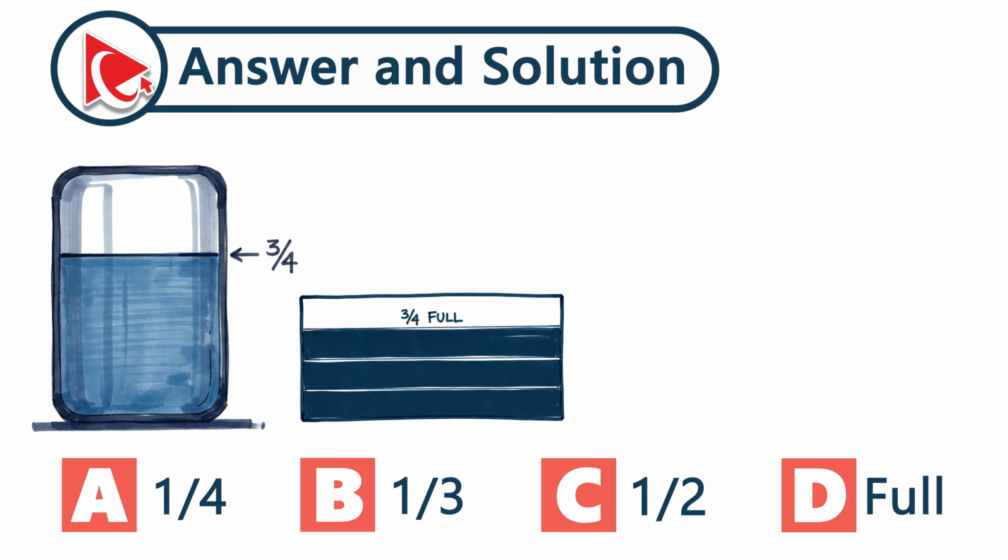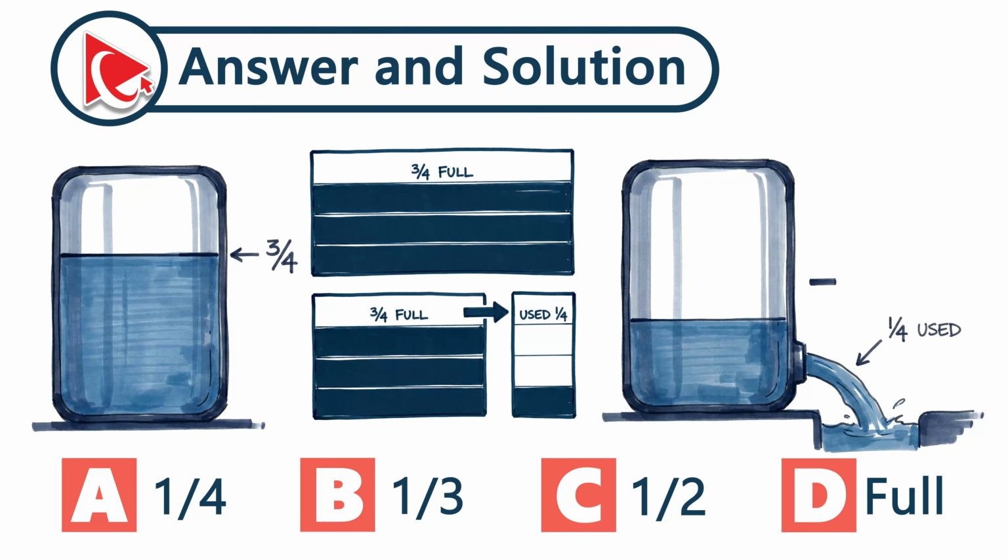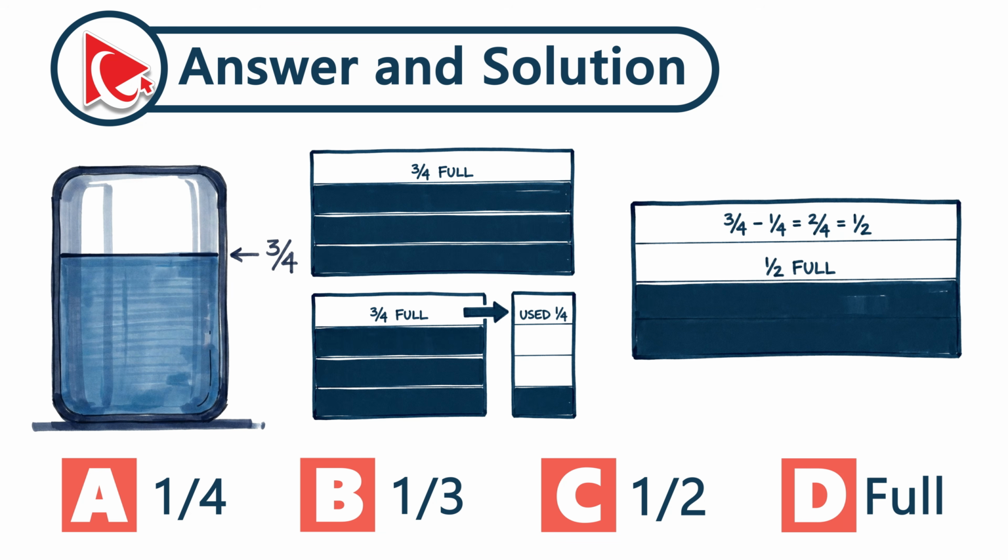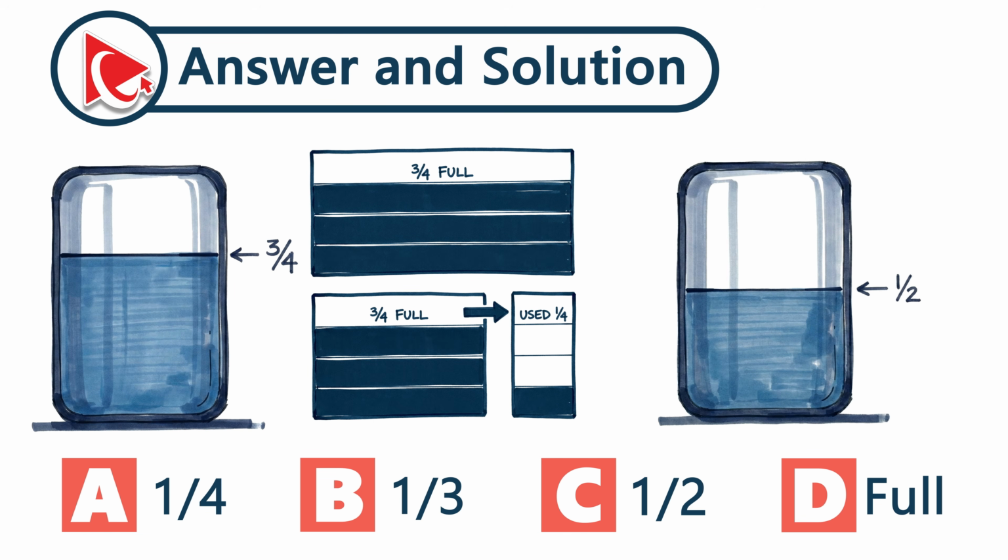Start with 3/4 and subtract 1/4, because you used 1/4 of the total tank. 3/4 minus 1/4 equals 2/4, which also equals 1/2. So the tank is half full, and the correct answer here is choice C, 1/2.